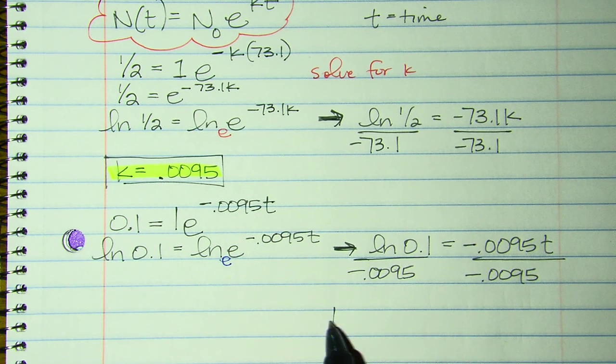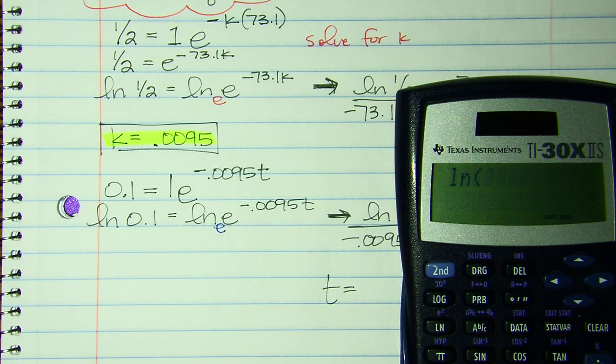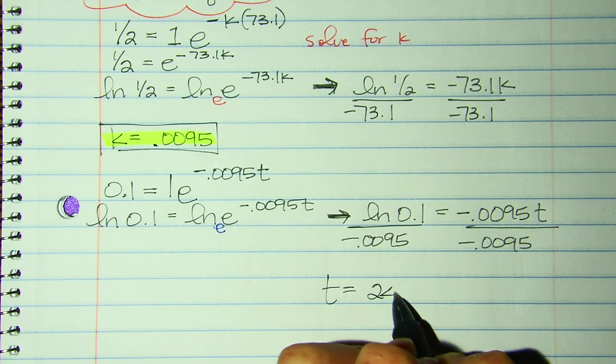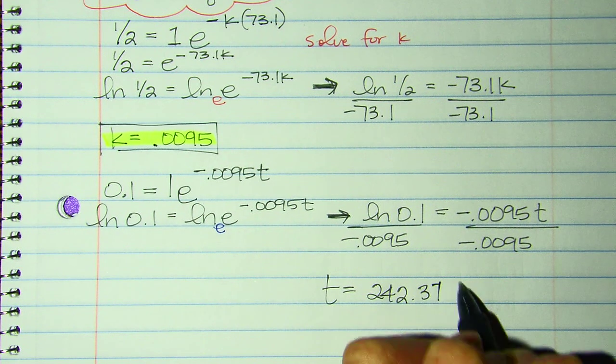So t will equal, and this will be time, the natural log of 0.1 divided by negative 0.0095, and I got, it's going to take 242.37 hours.